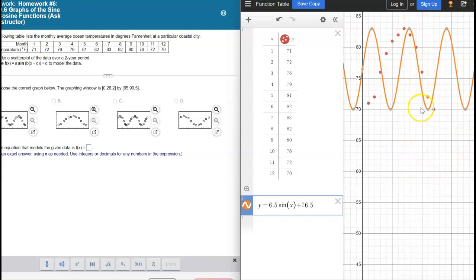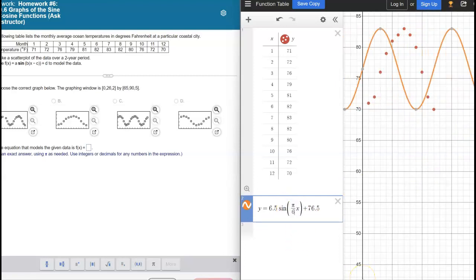The period is also off here. It's the same idea where we have 12 months in the year, so the period is 6. Using the formula, the period equals 2 pi over b, we could get that b is pi over 6. And I know I'm going through this fast, but this is not the part that you asked me about.